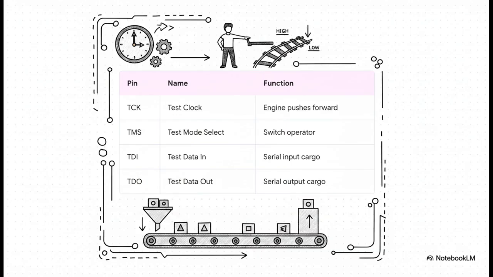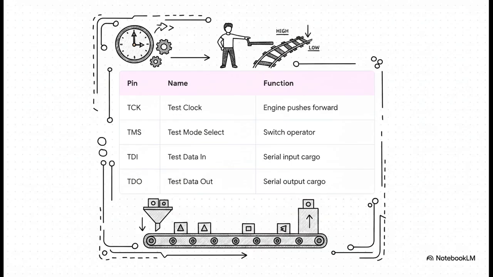First up, we've got TCK, the test clock. This is the continuous, chugging engine driving the entire sequence forward. Every single state transition happens right on the rising edge of TCK. Next is TMS, the test mode select. TMS is our switch operator. By simply holding TMS high or low during a TCK rising edge, we dictate exactly which track our state machine takes.